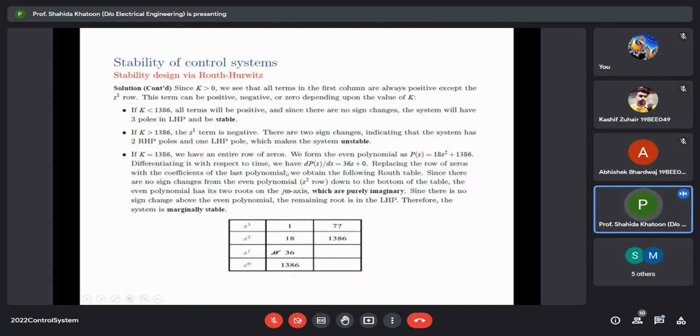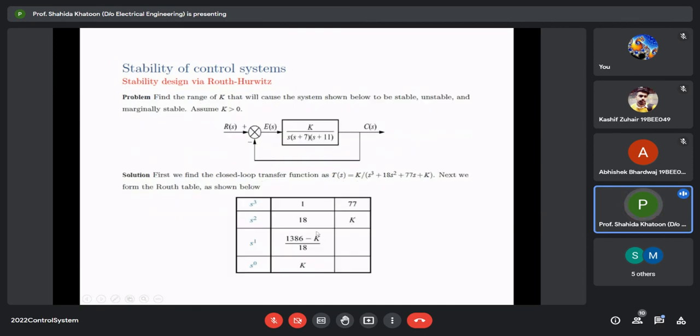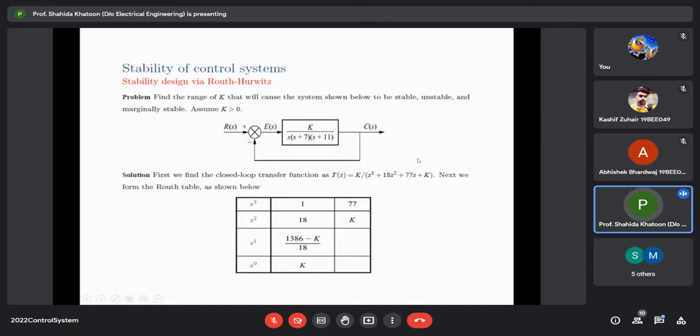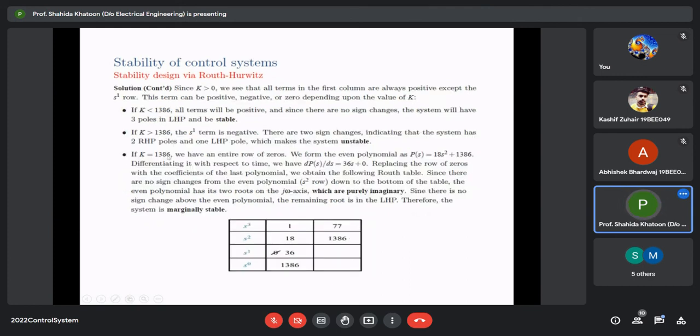Then we have an entire row of zeros. As you can see here, if this becomes the same, then this becomes 0 and this again becomes 0. So this is the case of an entire zero row. So you have to form the even polynomial, that is, you have to go above. It is 18s square plus k, and k is 1386. So 18s square plus 1386, differentiated with respect to s, gives 36s plus 0. Substituting the value here, 36, and replacing the row of zeros with the coefficients of the differentiated polynomial, we obtain the following Routh table.